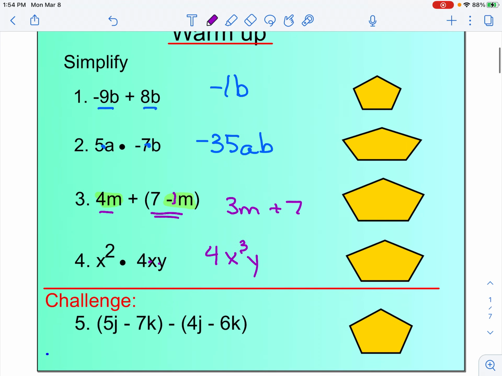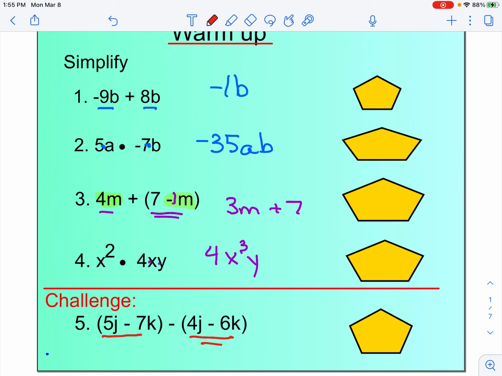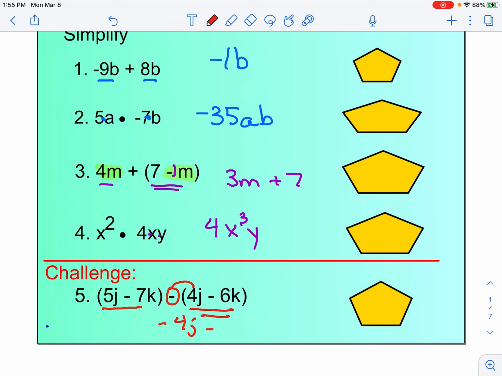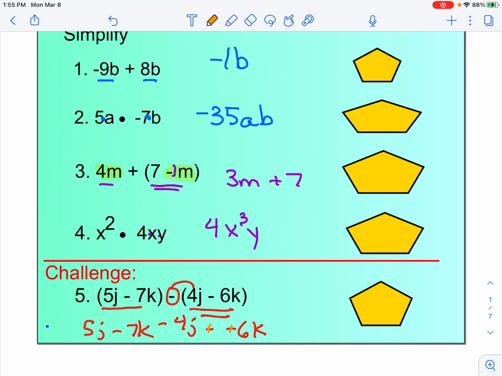And if you decide to try the challenge question, what makes this one a little bit more challenging is that now you are taking this and you're subtracting this whole quantity. So it means you have to subtract the 4j and you have to subtract -6k from 5j minus 7k. And so basically, again, you look for like terms. But remember, subtracting a negative is adding the opposite. So now I can add the 5j and the -4j to get 1j, and I can add the -7k and the 6k together to get -1k. So that would be your answer. And we're going to work on more subtracting and adding tomorrow.